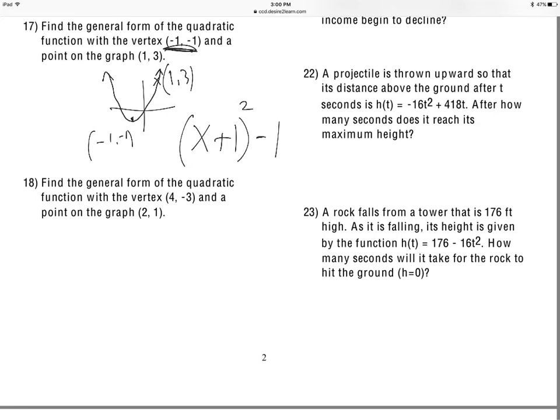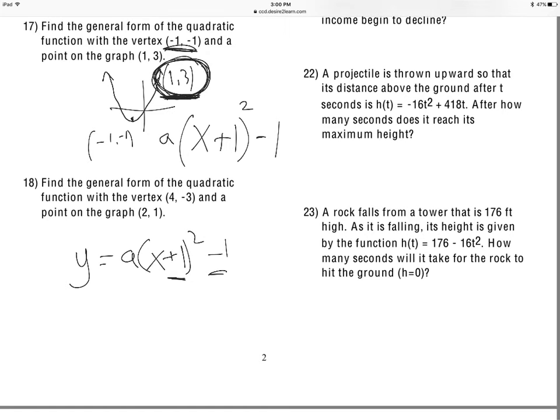But we don't know if there's a number in front of here. Is it 2 lots of this, 3 lots of this? And that's why I have this other point to verify that, okay? So right now, we're looking at doing this. Remember, the vertex was (-1, -1), so I must have moved it 1 to the left and down 1. Now, I could then use this (1, 3) point.